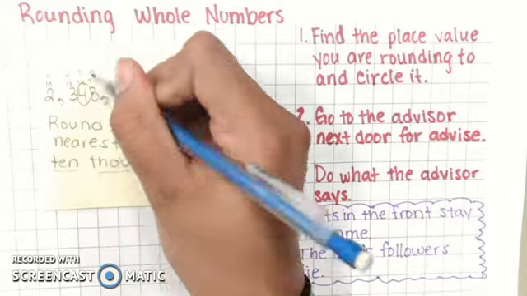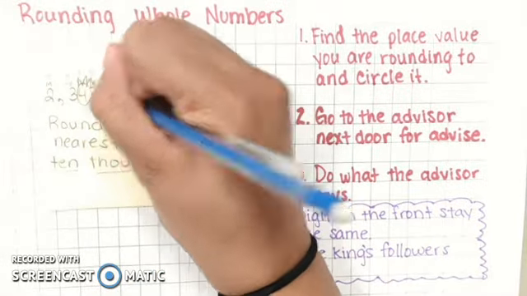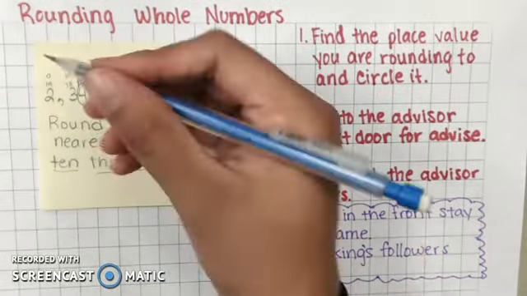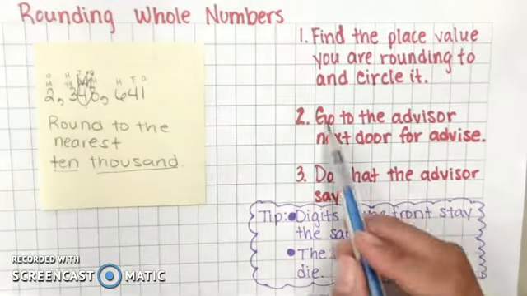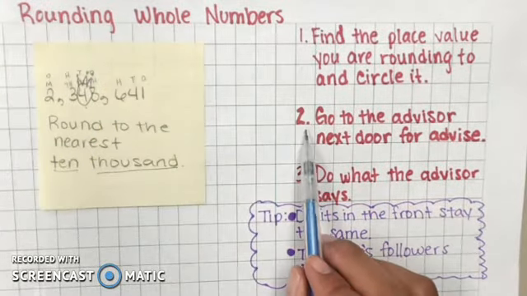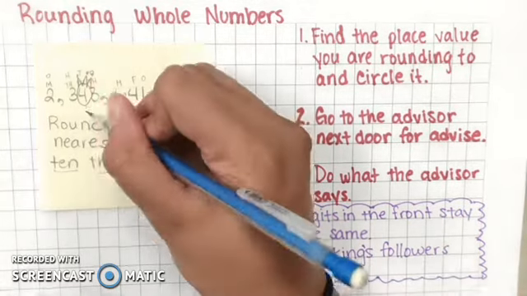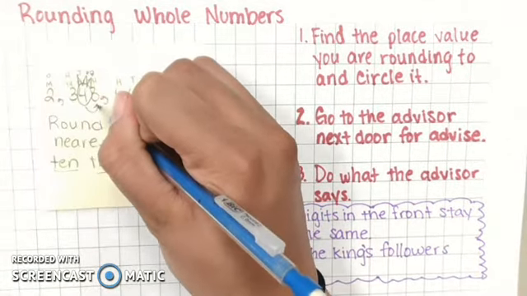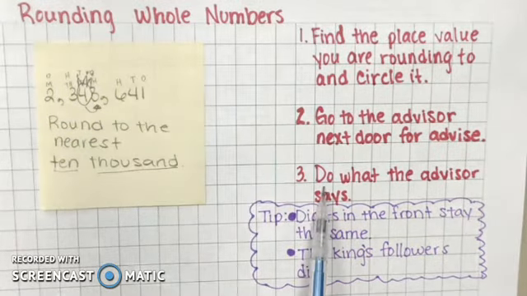This here is your king. If you want, you can even put a little crown on him. Okay, so the king and everyone else goes to the advisor. That's step number 2. Read it with me, please. Go to the advisor next door for advice. So over here, you're going to go to the digit in the back, and you're going to do what the advisor says.